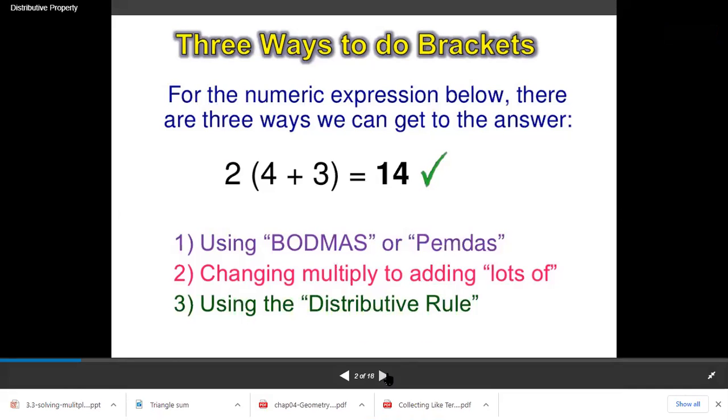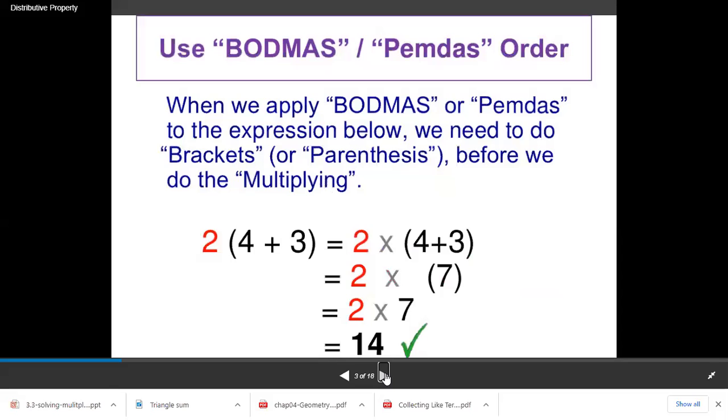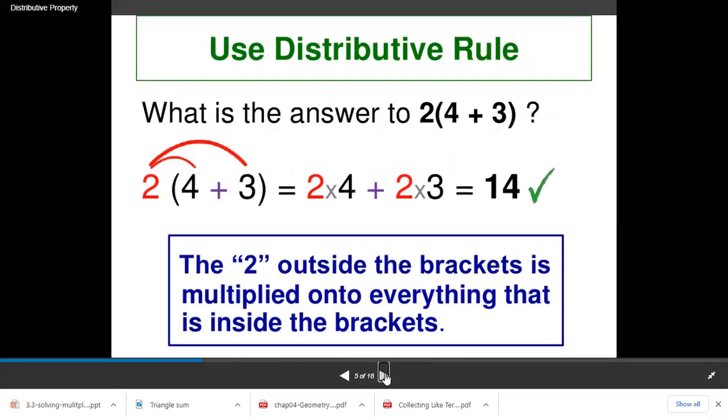Yes, Fadia. Miss Sahar, is this module 7?